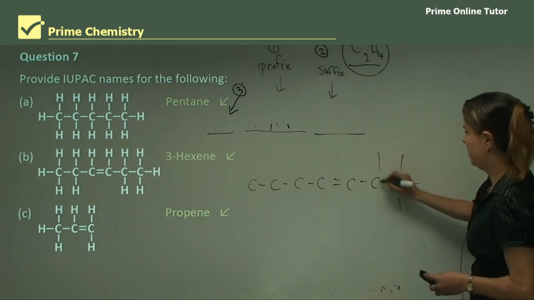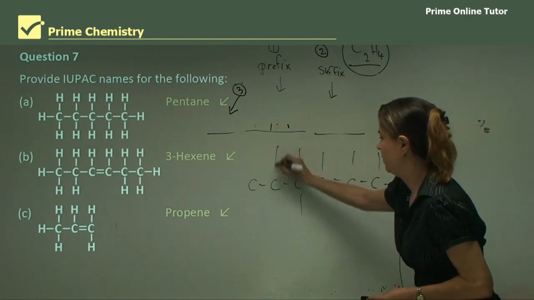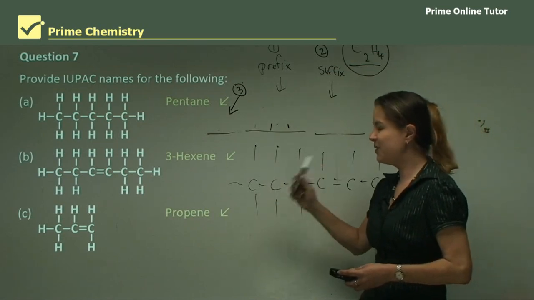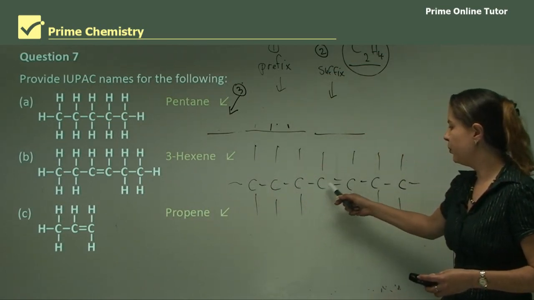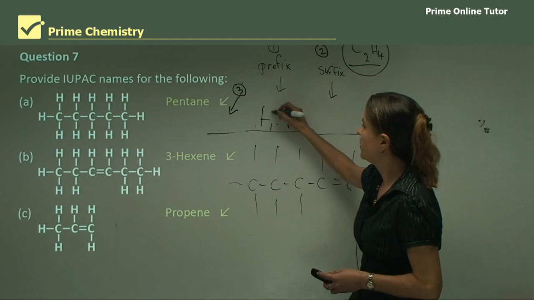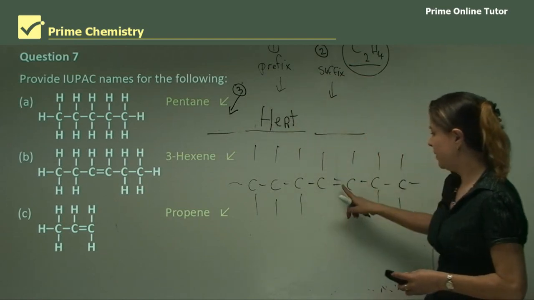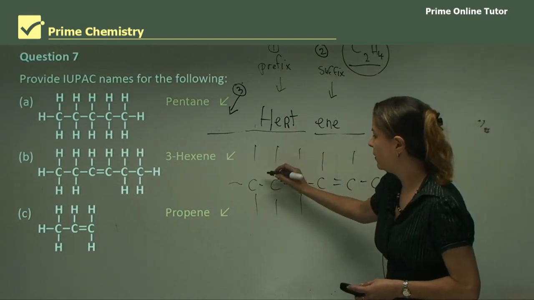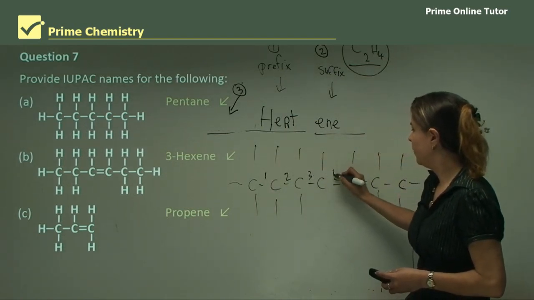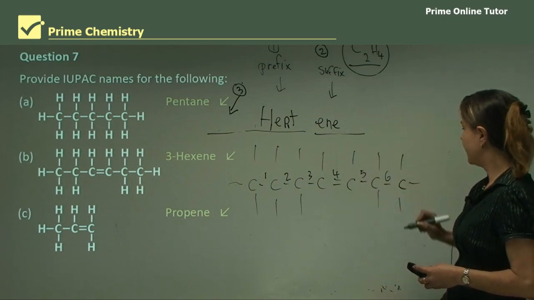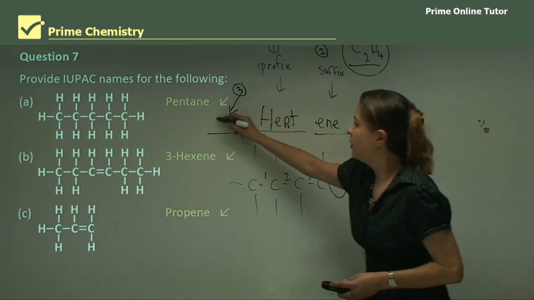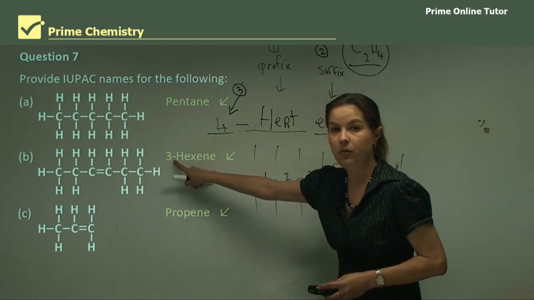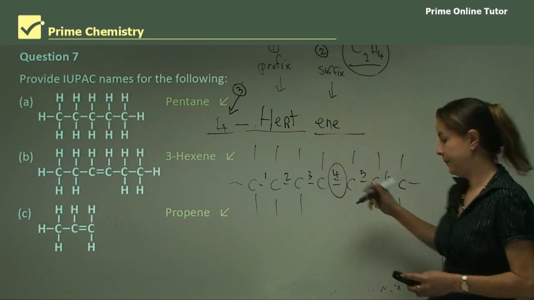Okay, let's try this. Right, as always, start with the carbons. Meth, eth, prop, but, pent, hex, hept. So it's hept. Look at the ending, double bond, ene. Count the carbon bonds: 1, 2, 3, 4, 5, and 6. So this molecule here will be 4 dash, don't forget the dash, that's very important, 4-heptene.